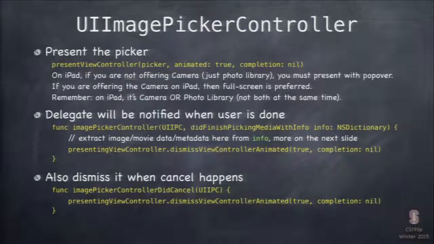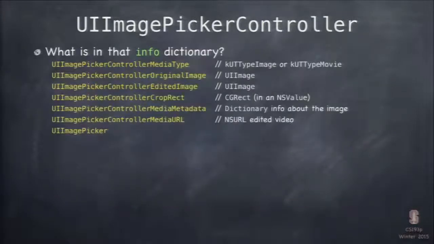So let's look in that info dictionary, see what's in there. All kinds of stuff in there. There's the image they took, obviously, if they're taking a still image. If you allowed editing, then it's going to have also the edited image, like cropped, right, if they picked a different space of it. Also, if they cropped it, you'll get the rectangle that they chose inside the thing. If it's a video, then you're going to get this media URL. Okay? It's just going to be a URL to some file somewhere in your sandbox, which I'll talk about sandbox later today, that points to the video. Okay?